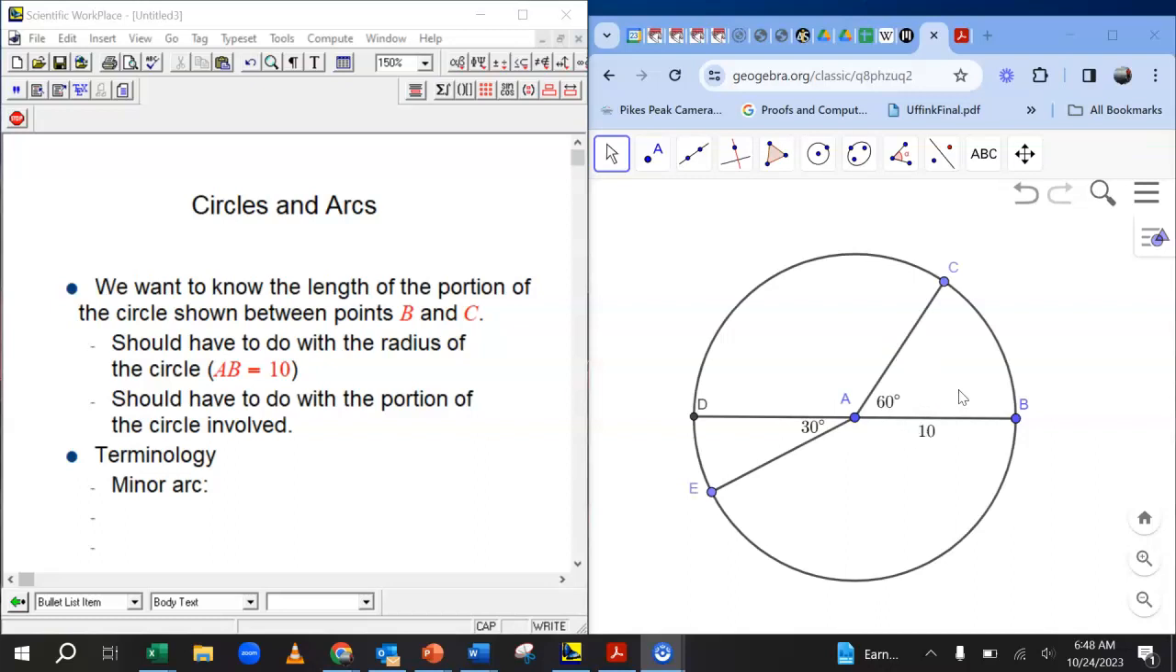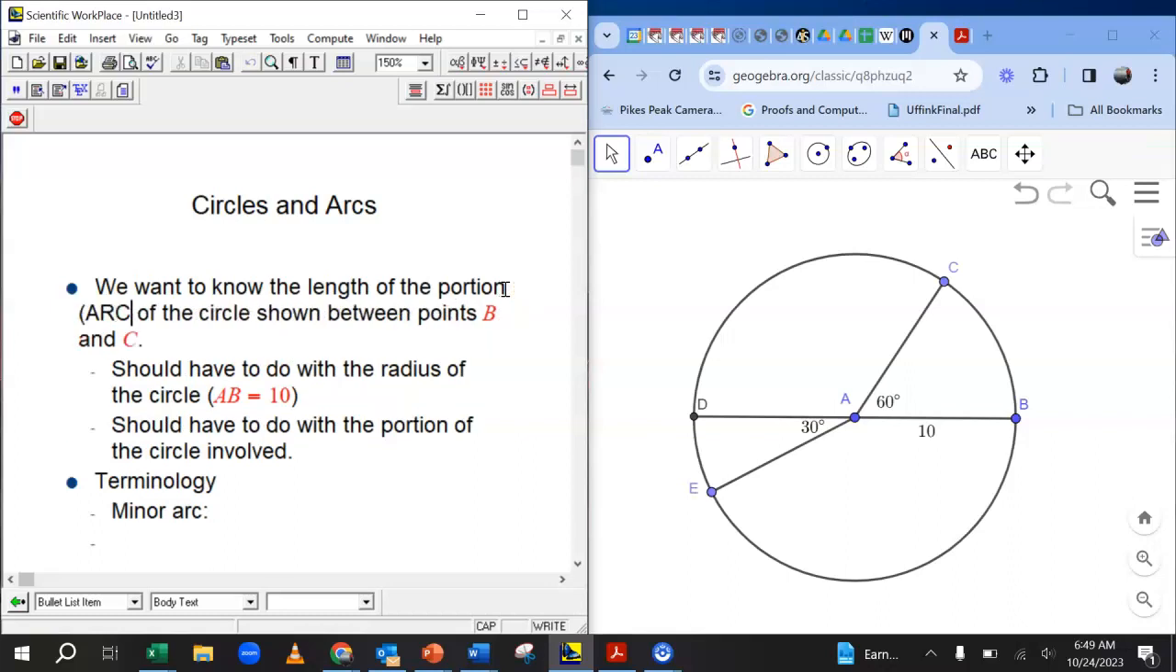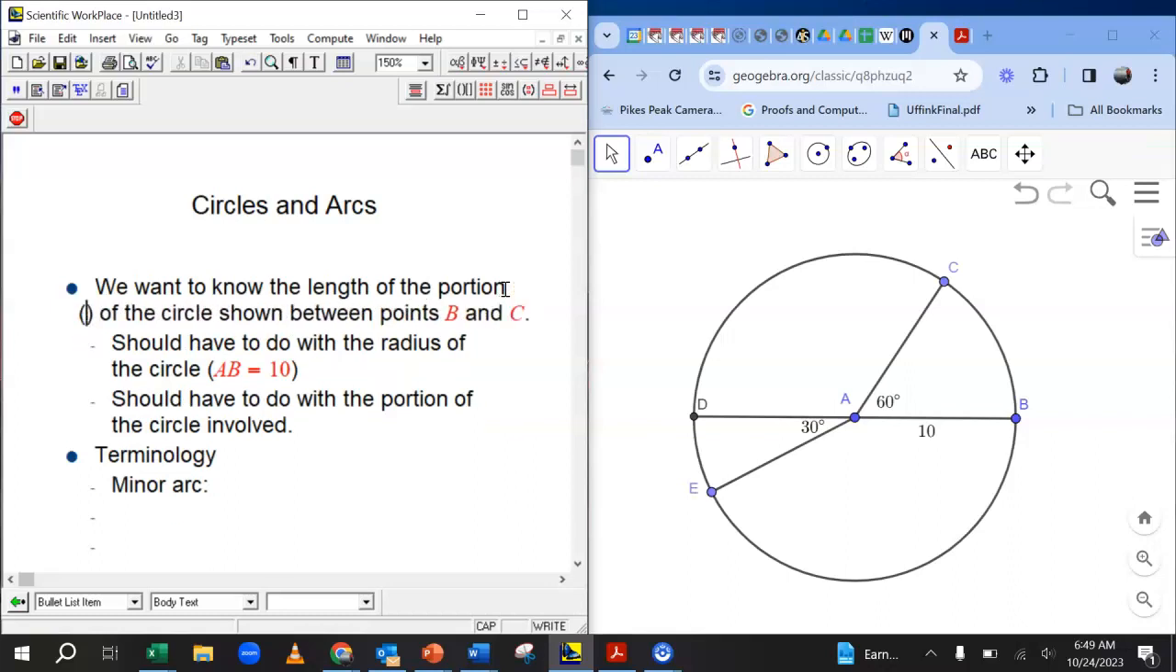So this is a very typical problem about circles and lengths, and we're talking about an arc of a circle. So B to C is called an arc of a circle, and we're interested in the length of that portion of the circle if we know the radius and we know this angle. So in general, we're going to want to know the length of any portion of a circle, and the technical term is an arc.